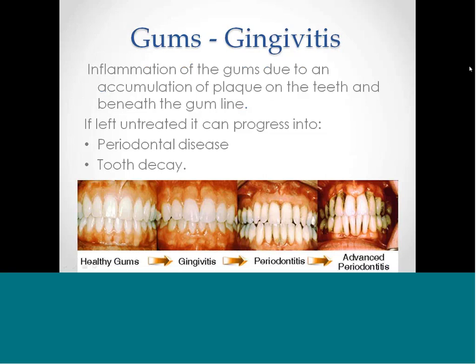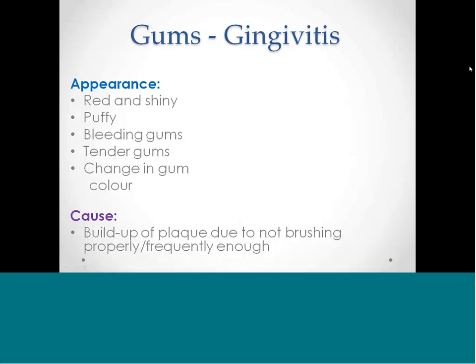Gingivitis. Gingivitis is an inflammation of the gum tissues due to an accumulation of plaque bacteria on the teeth and beneath the gums. If gingivitis is left untreated, it can progress into periodontal disease and/or tooth decay. Gingivitis is reversible with proper oral hygiene techniques such as brushing and flossing.